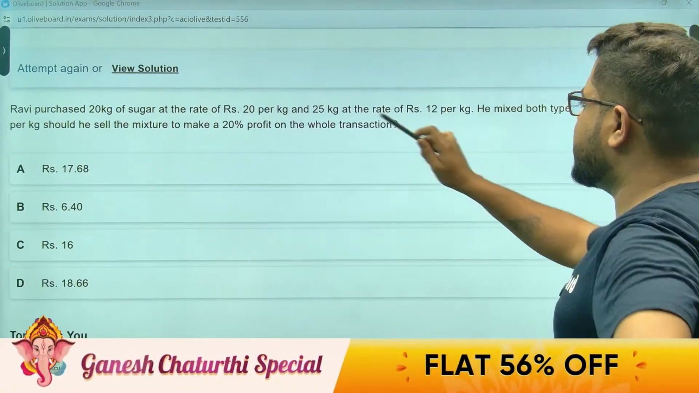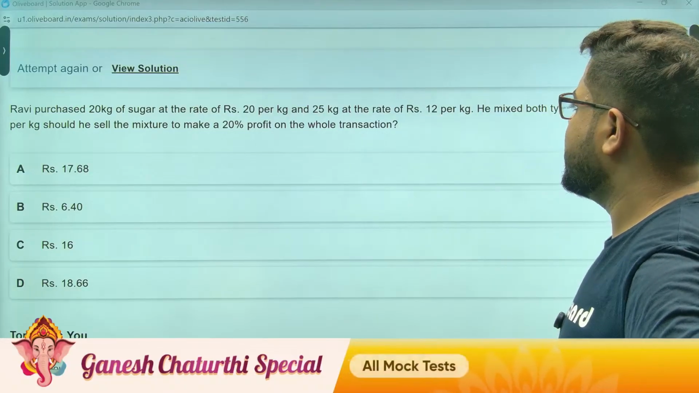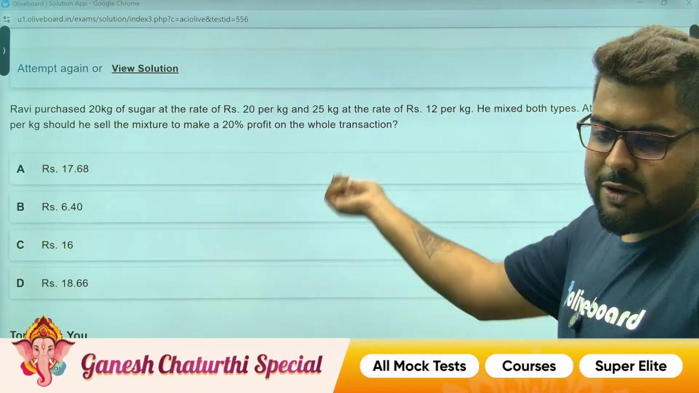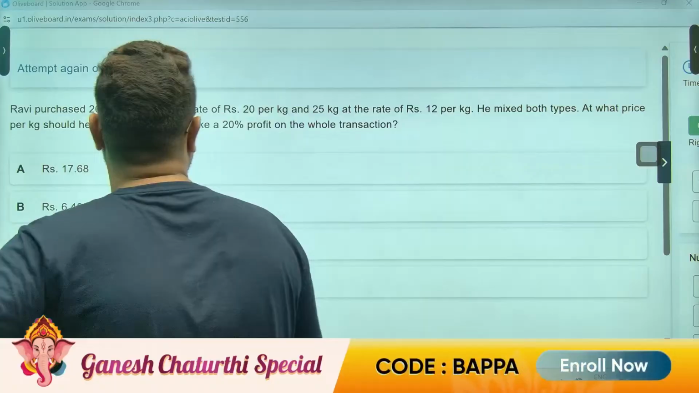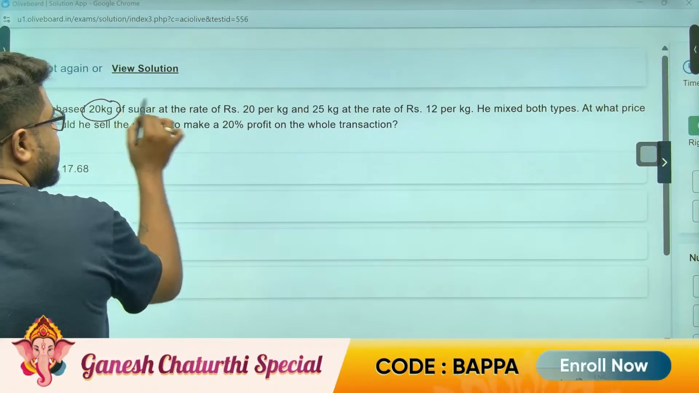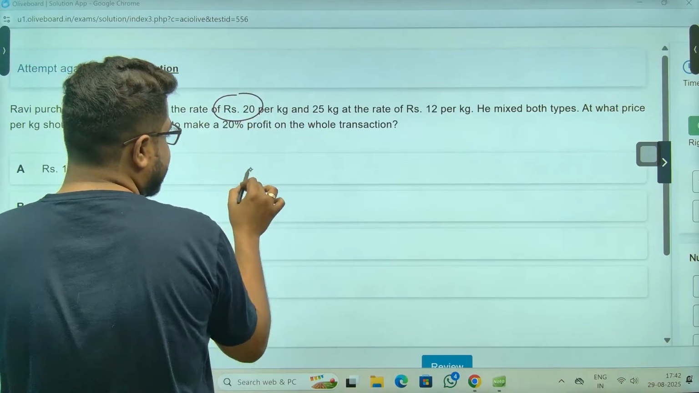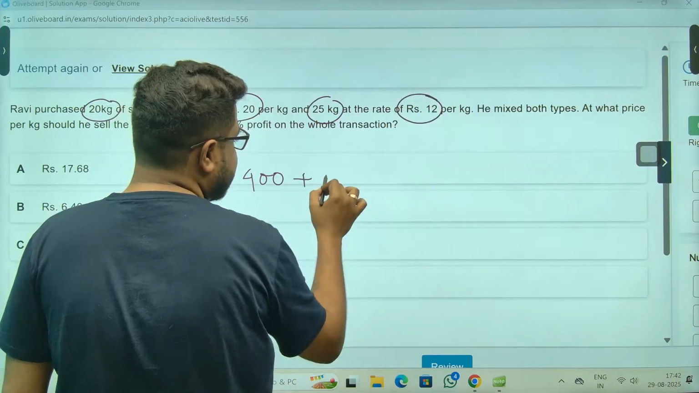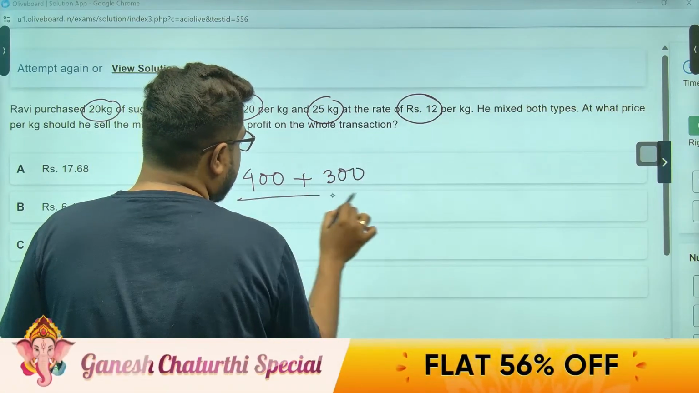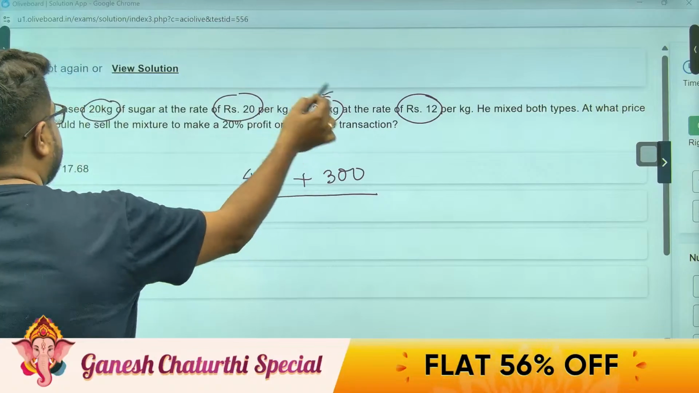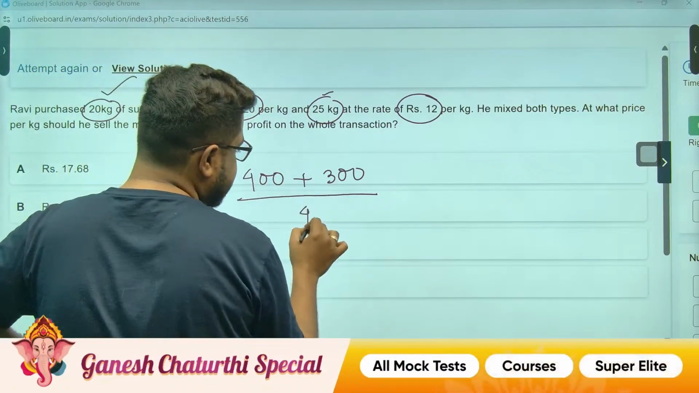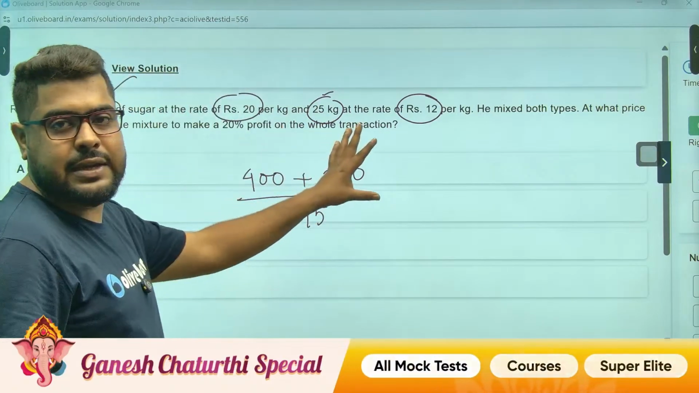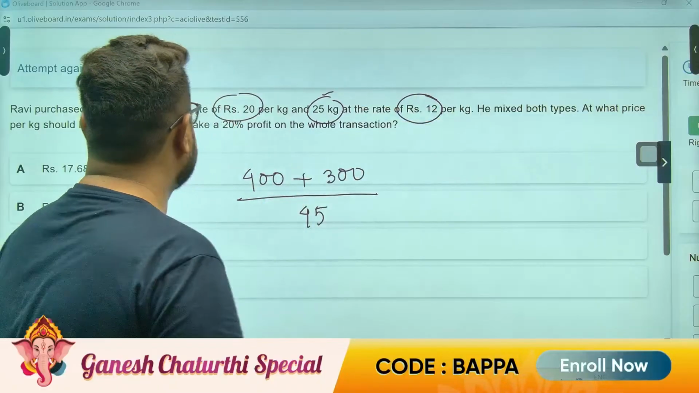20 kg sugar, 25 at the rate. अरे sir, ये तो बहुत simple है. Normal calculations. 20 kg, 20 rupees per kg. So total is 400 rupees. 25 into 12, that is 300 rupees. For how many kgs total? 25 and 20, 45 kgs. This is the CP of 1 kg.